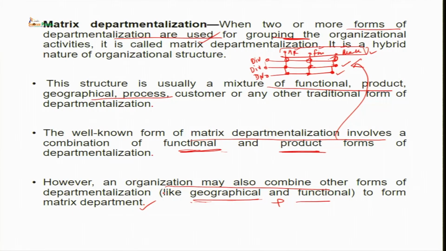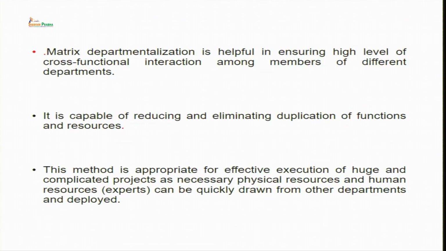However, the organizations may also combine other forms of departmentalization like geographical and functional together to form a matrix department organization. Now, as we have discussed merits and limitations of previous departmentalization, we shall again discuss this for matrix departmentalization as well. So, matrix departmentalization is helpful in ensuring a high level of cross functional interactions amongst members of different departments.